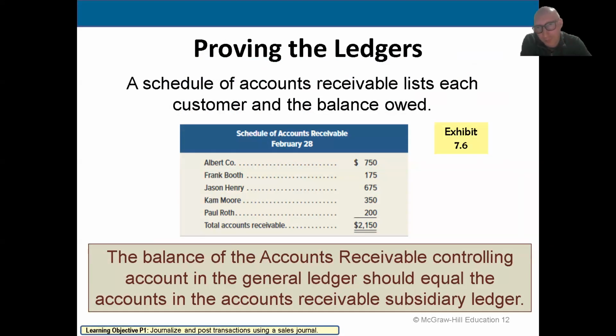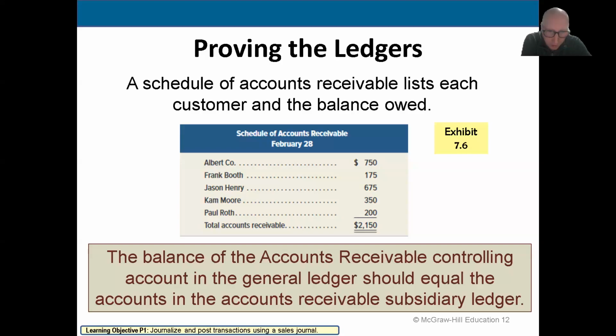It's so important to make sure that we reconcile our balances. What I mean by that is we need to be able to prove the balances are correct. We call this proving the ledgers. It shows us a list of what all of our customers owe us in accounts receivable. It also shows us a list of all the bills that our company owes to our vendors. Accounts payable.